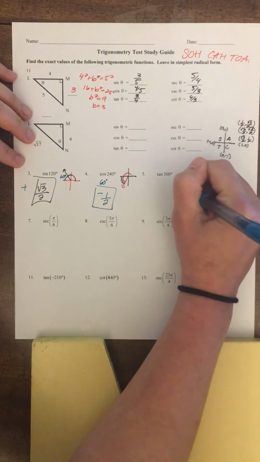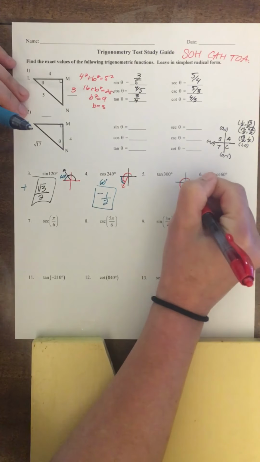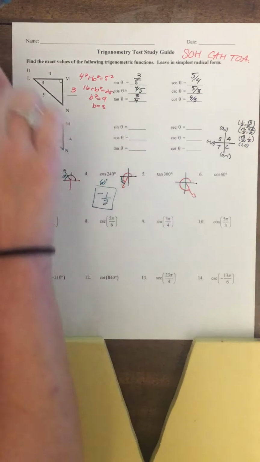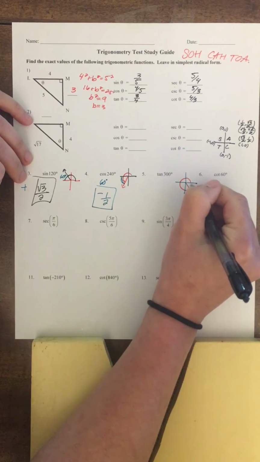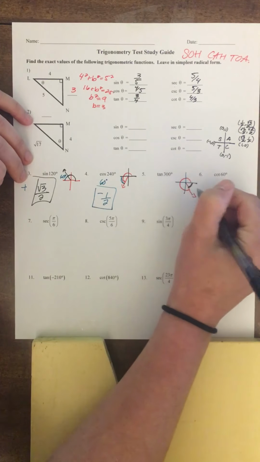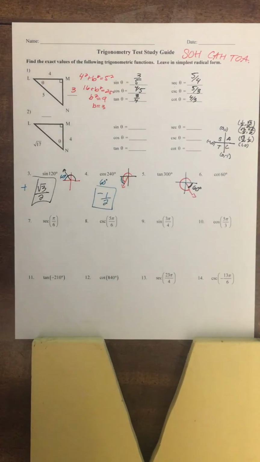Tangent of 300, so let's sketch this. That gives us 90, 180, 270, we go another 30 degrees. That does not mean our reference angle is 30 degrees. Reference angle is the angle formed with the terminal side of our angle in the x-axis. This is our reference angle, which is 60 degrees. Again, man.